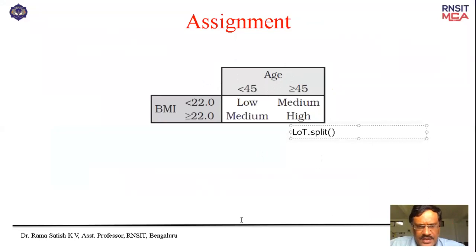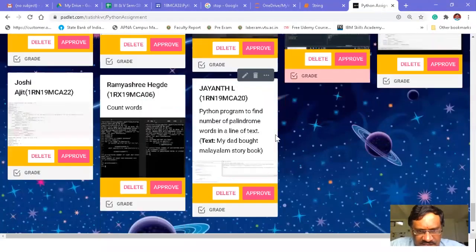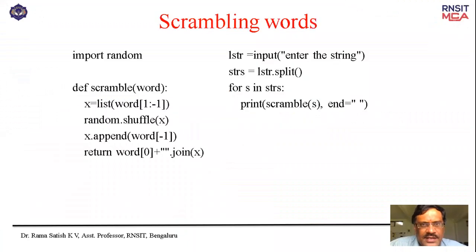Let me see who is going to complete first. Yesterday, Jayant was the first person to complete the assignment. Second is Rameshri. Third is Joshi Ajit. So today also, let us see who will submit the assignment first. Note down the assignment, screenshot. That's all for today's class. Thank you.